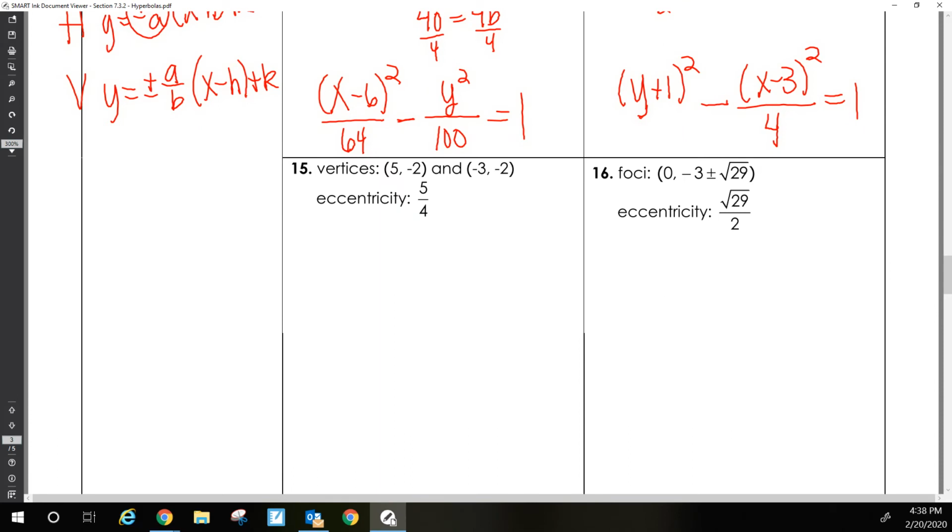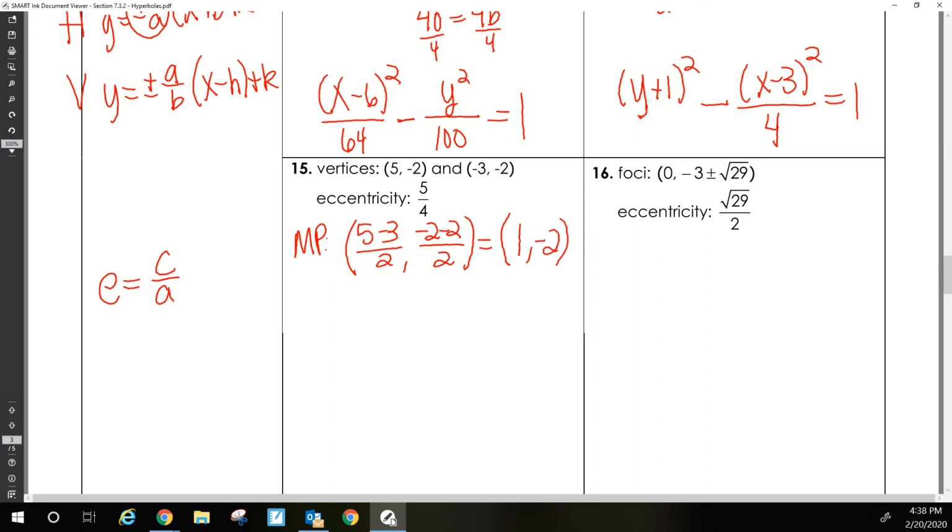This time we're given vertices and eccentricity. What do we know e is for all conic sections? c over a. We're going to need that. All right, what's halfway between my two vertices? We find the midpoint, we're going to find the center. So (5 minus 3) divided by 2, (negative 2 minus 2) divided by 2. 5 minus 3 is 2, divided by 2 is 1. Negative 2 minus 2 is negative 4, divided by 2 is negative 2.